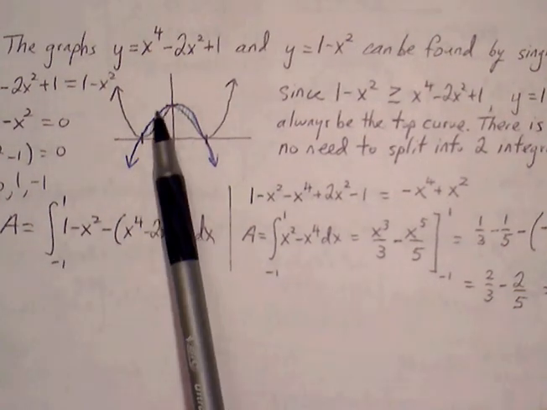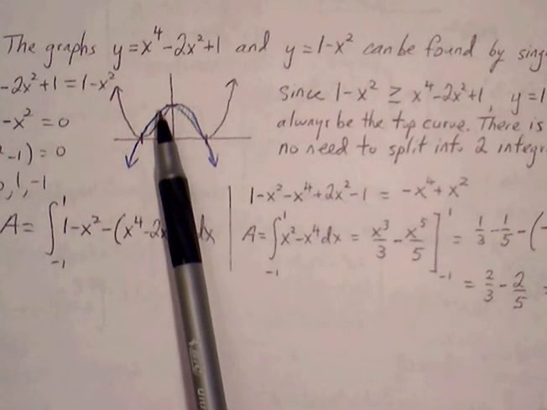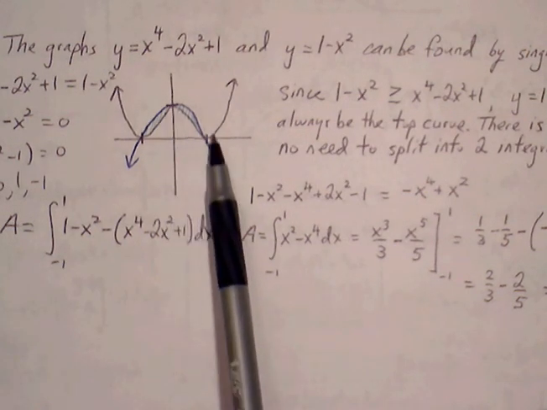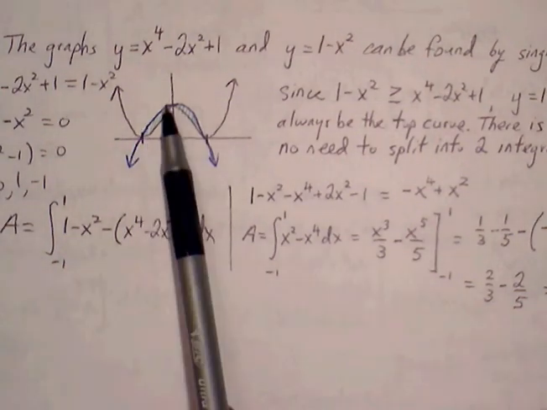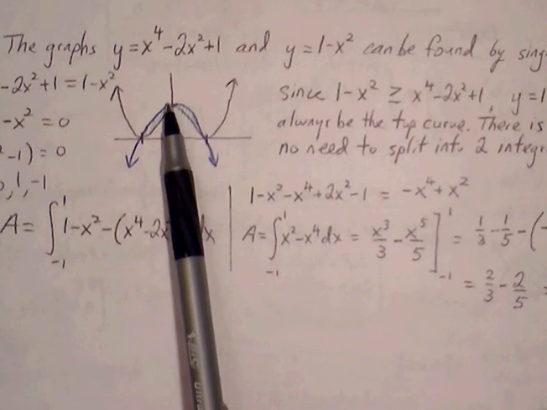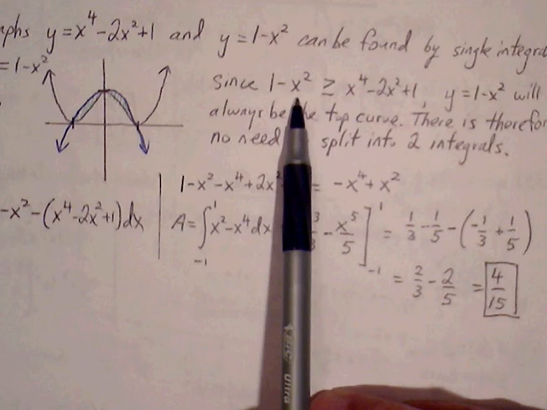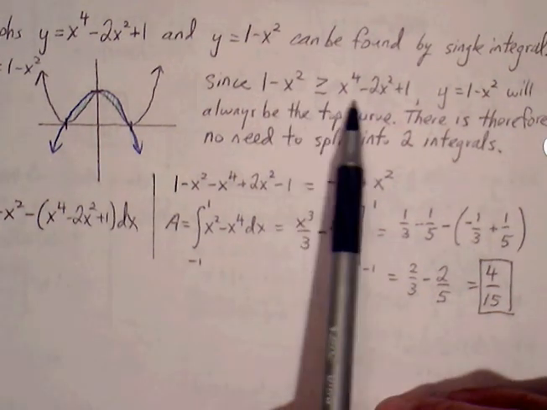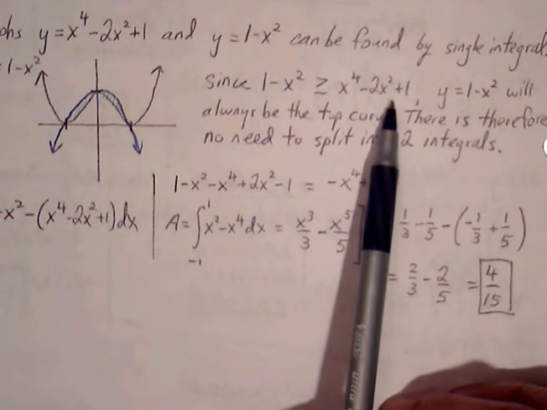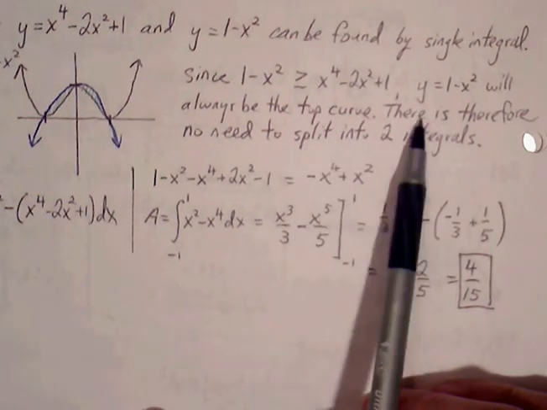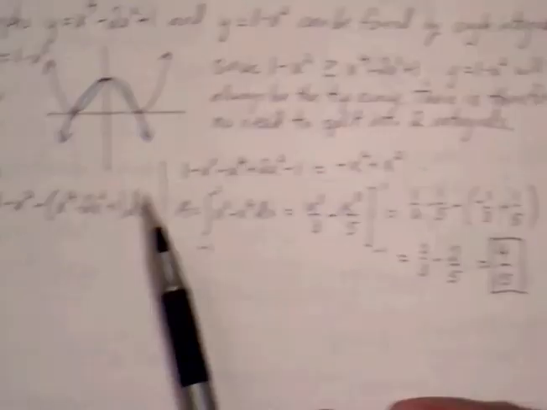because the upper function, which in this case is 1 minus x squared, does not alternate. So it remains the top curve on the left, and it also remains the top curve on the right. So since 1 minus x squared is always the top curve, it's always above x to the 4th minus 2x squared plus 1 between this interval that we see. We can therefore write it as one integral and no need to split into two integrals.